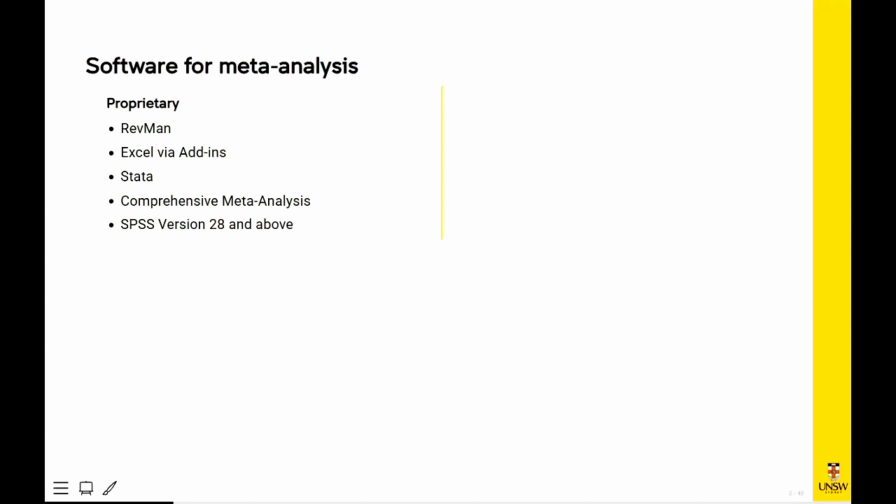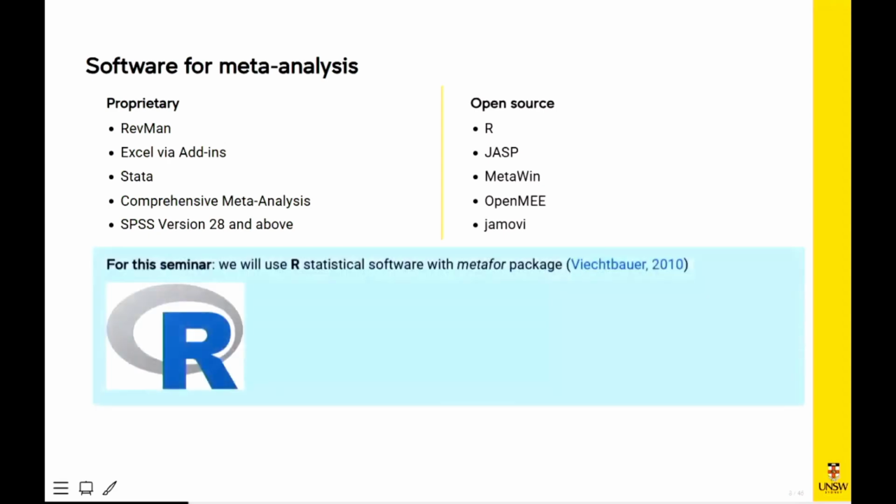And then there are some purpose-built proprietary software, so RevMan and Comprehensive Meta-Analysis. And there are also a number of open source tools for you as well. I haven't used most of these, but we're going to be focusing on R because it's open source, it's free, and there are lots of different packages available to do meta-analyses. And one of the most popular is the metafor package, and that's what we're going to be using.